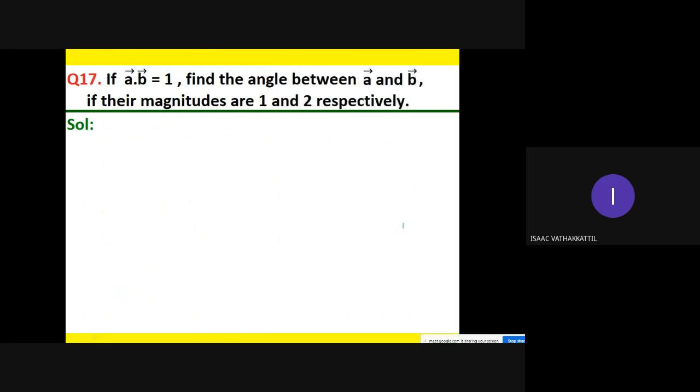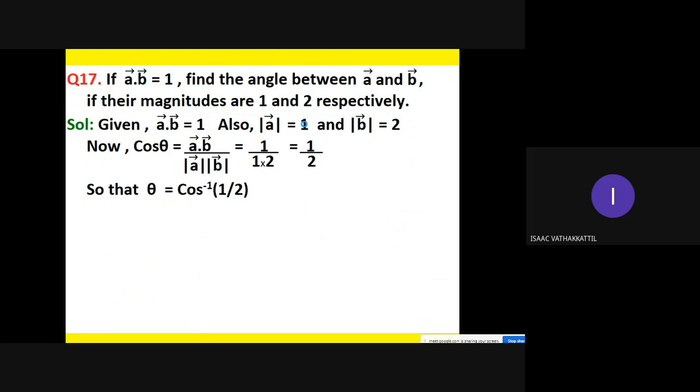Okay. If A dot B is equal to 1, find the angle between A and B if their magnitudes are 1 and 2. Magnitude A is 1, magnitude B is 2, A dot B is 1. What is cos theta? A dot B by magnitude A magnitude B. You know it. So theta is cos inverse 1 by 2, that is pi by 3.